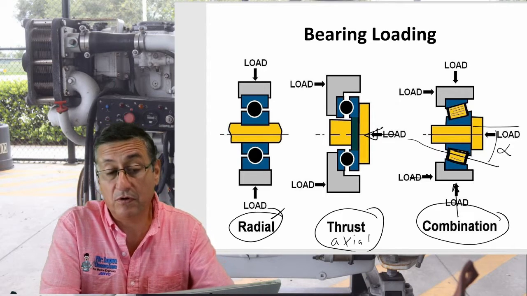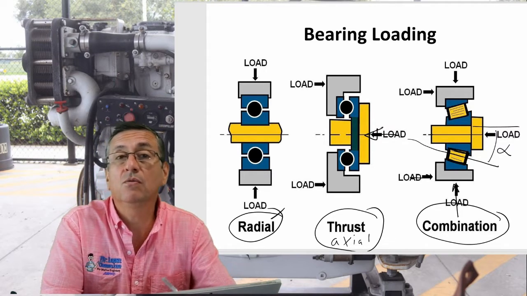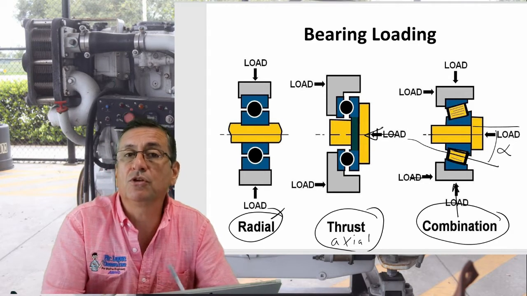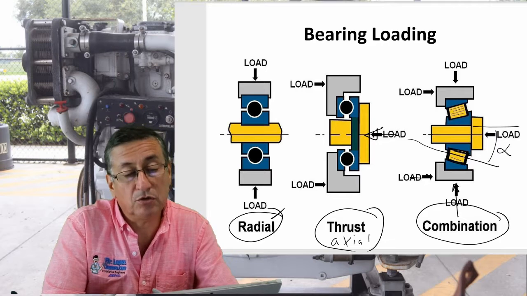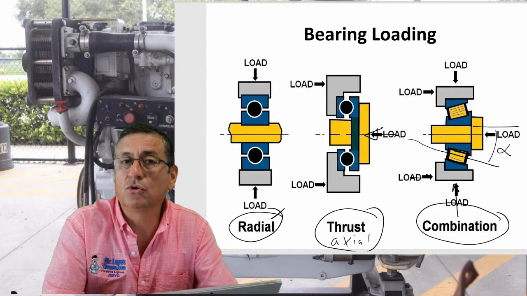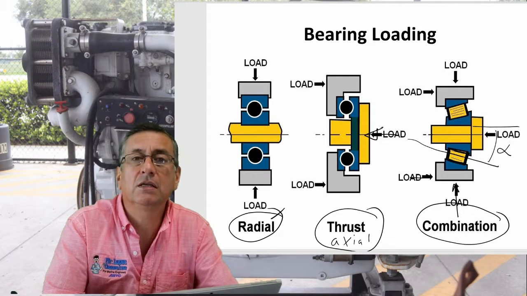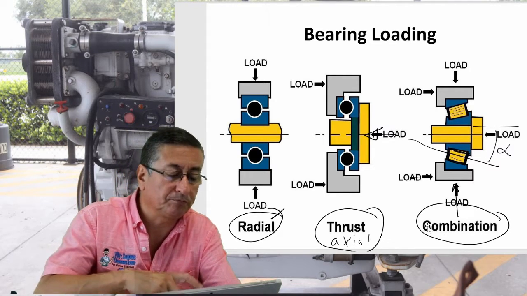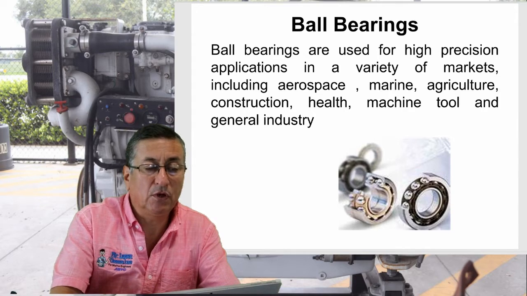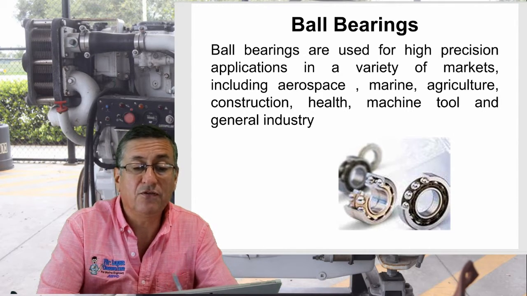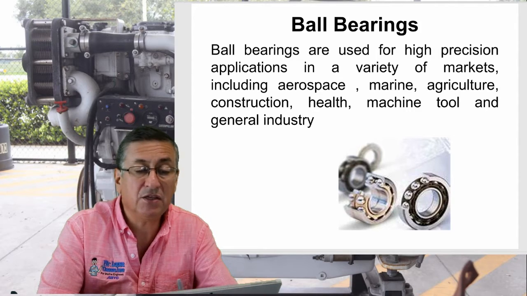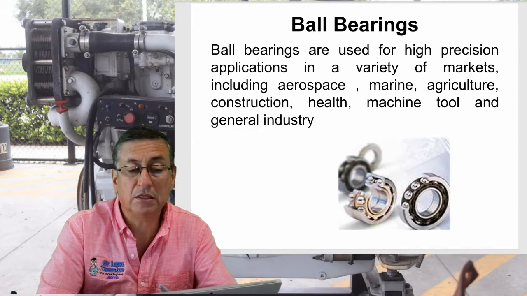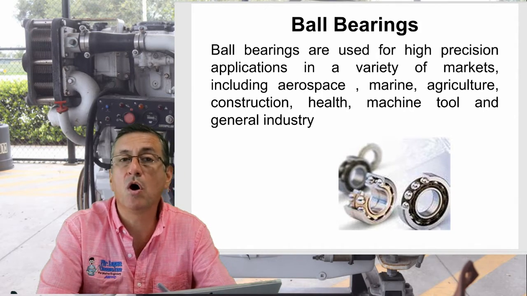Those are the most common types of bearings. In a diesel engine we find all of them, and also in the transmissions. In the next class on transmissions I am going to explain how to replace those bearings. Probably if you visit the shop, we are going to do a project removing and replacing bearings. Alright, those are the ball bearings. The ball bearings are used for high precision applications in a variety of markets, including aeronautical, marine, agricultural, construction, health, and machine tools. In general, in all types of industries you find ball bearings.